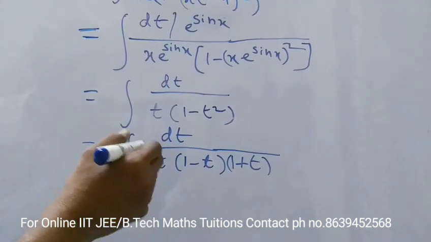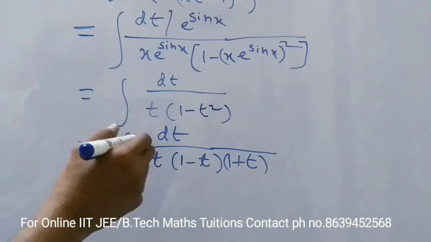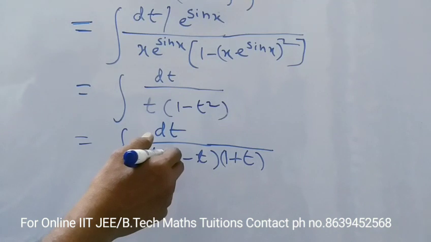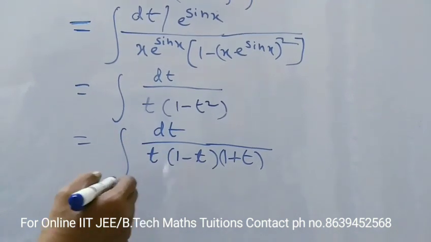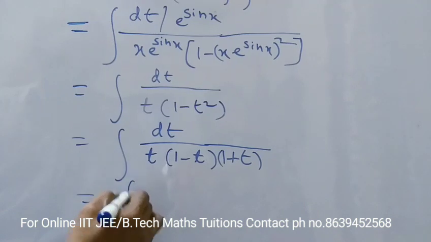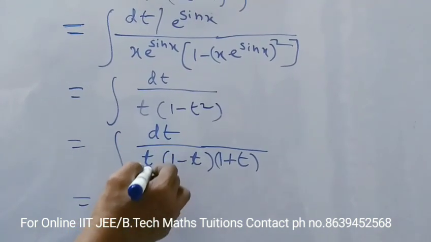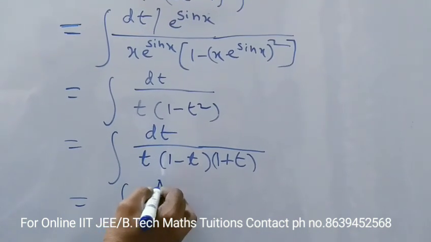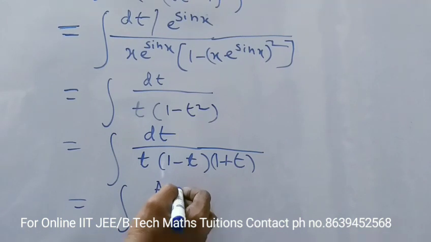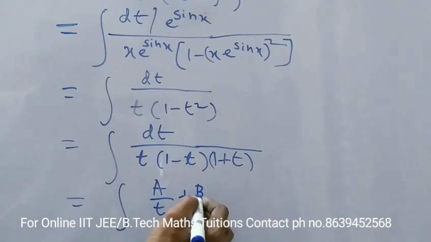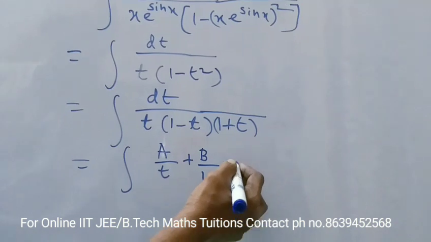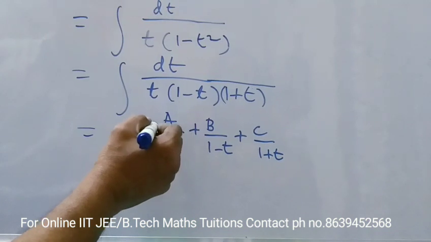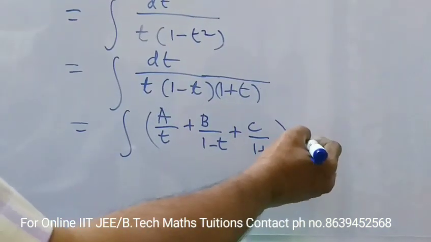So here we require three constants, a, b and c. These factors can be divided into partial fractions like this: the integral of a by t plus b by 1 minus t plus c by 1 plus t, dt.